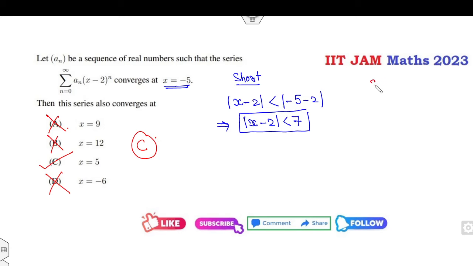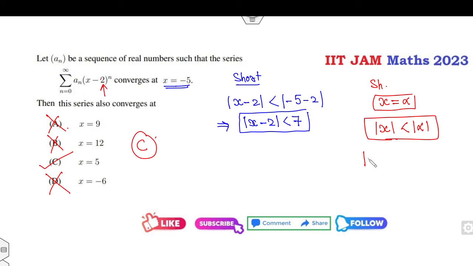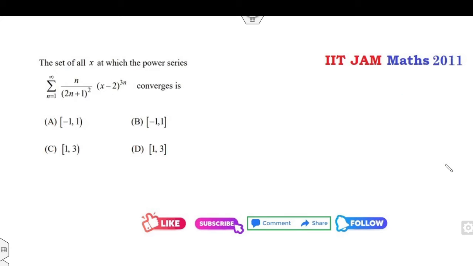Fine. The same shortcut trick as I told you: if the power series is convergent at alpha, then the power series is also absolutely convergent for x with modulus less than modulus of alpha. But in this case, the center is 2, so I can say it is |x minus 2| less than |alpha minus c|.